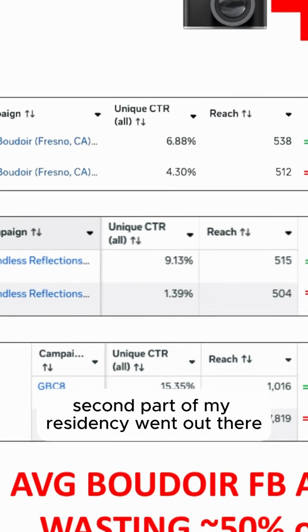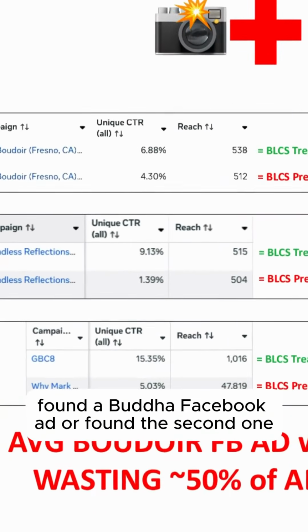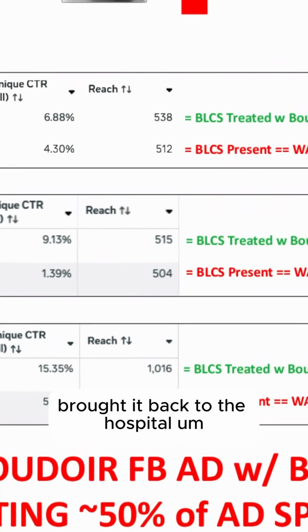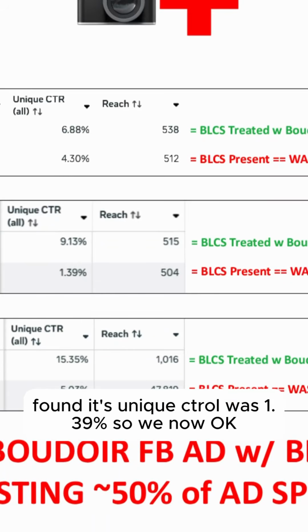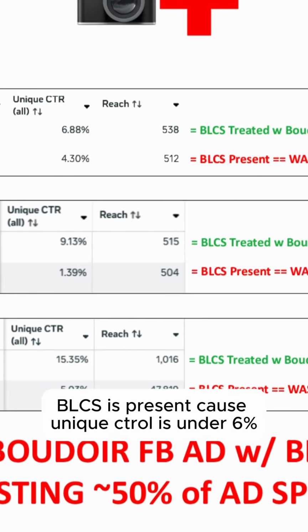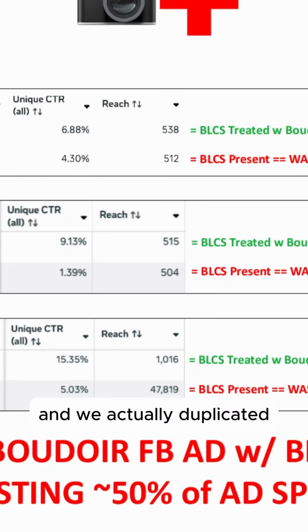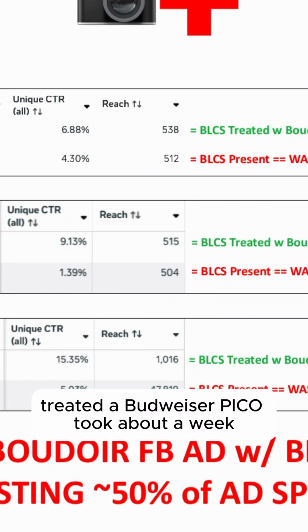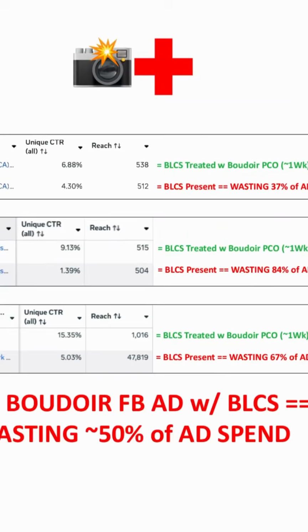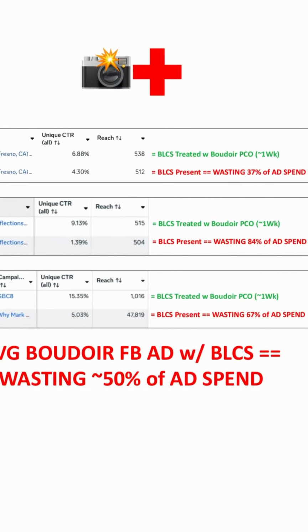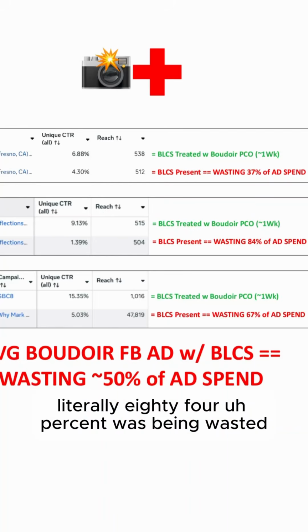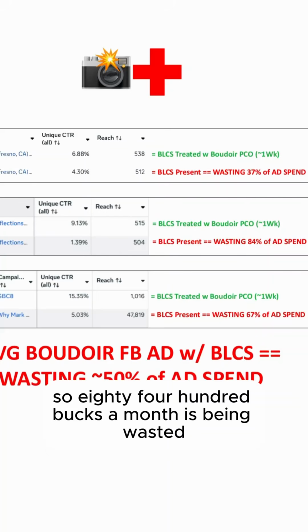Second part of my residency, went out there, found a second boudoir Facebook ad, brought it back to the hospital, tested it, found its unique CTR was 1.39%. So we know BLCS is present because unique CTR is under 6%. We duplicated it, treated with Boudoir Pico, took about a week, got the unique CTR up to 9.13%. So found the original, literally 84 percent was being wasted. So 8,400 bucks a month is being wasted.